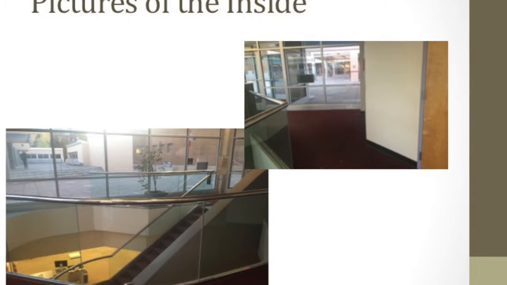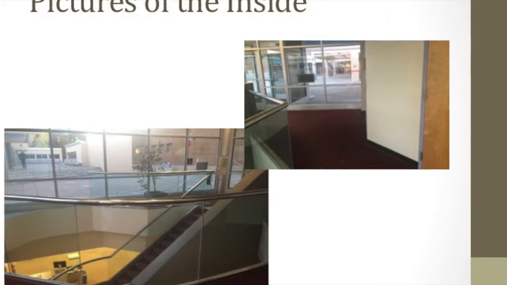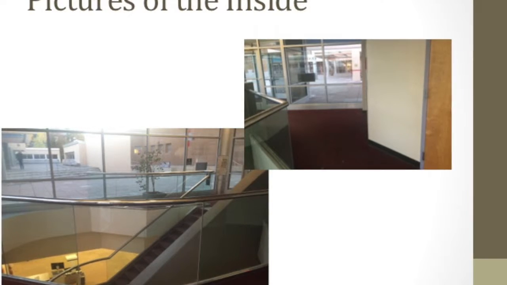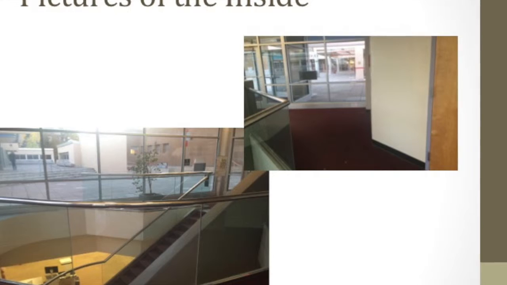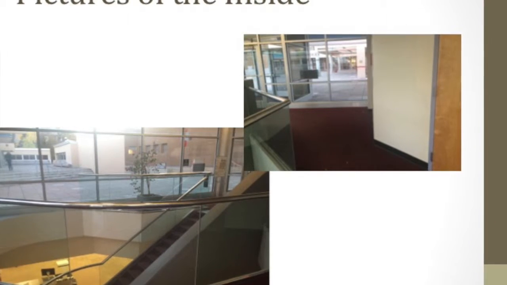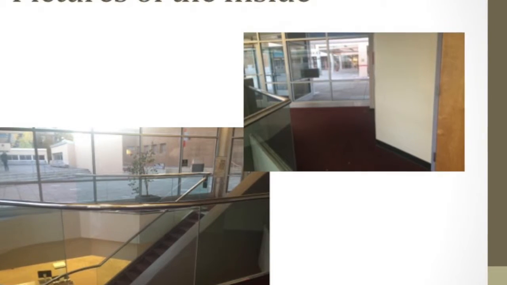Here are some pictures of the inside of the library. As you can see in the top right picture, the elevator is hidden around that wall, so upon walking in, you can't even see the elevator there. You just stare at this big staircase and think that if you were maybe in a wheelchair, you couldn't even get to this library, and you would get frustrated and just have to walk out.